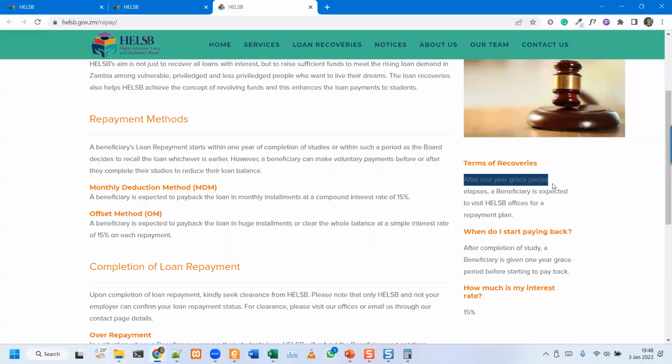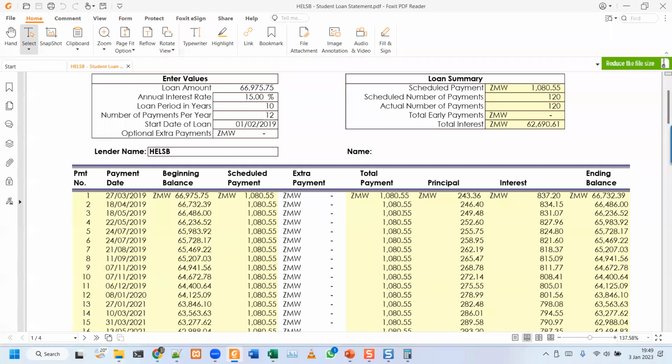So when people are graduating from Unza, Hellsby posts, oh, congratulations. That means somebody is in charge of finding all those people who were in that graduating year. Be assured that you're being tracked down to start paying back your loans. And there is no way of hiding, guys.